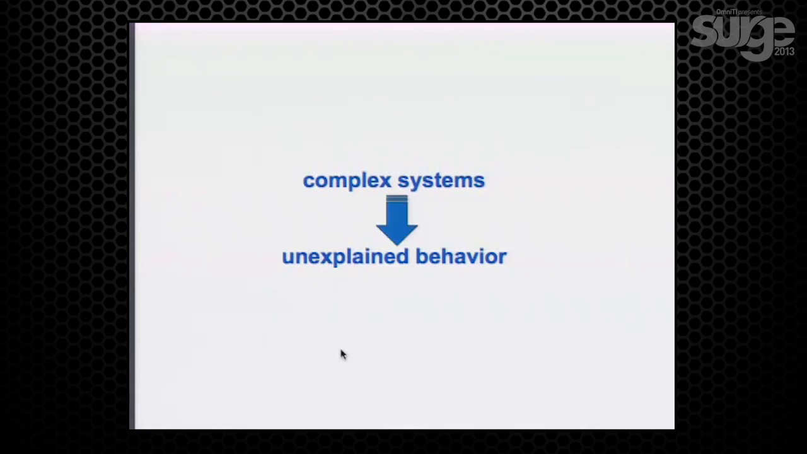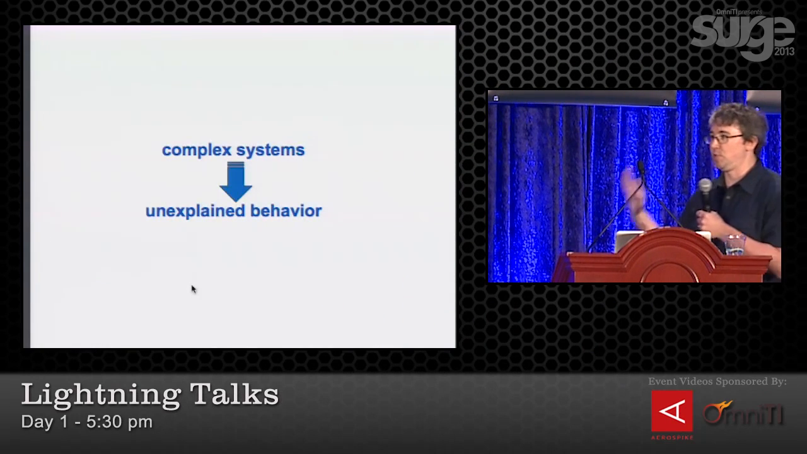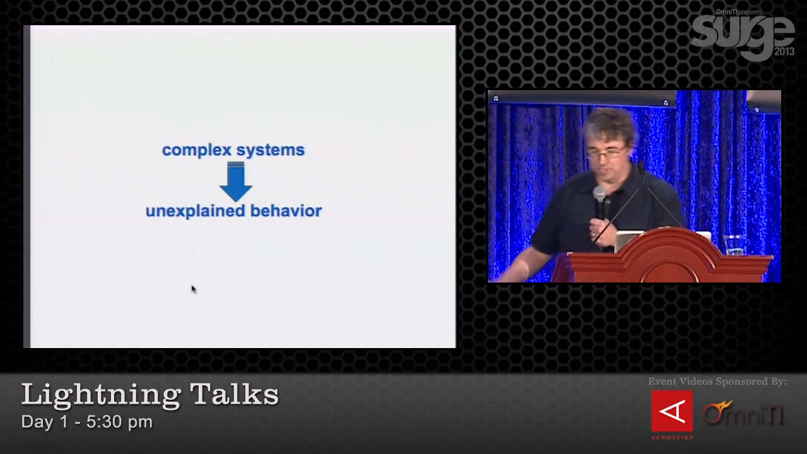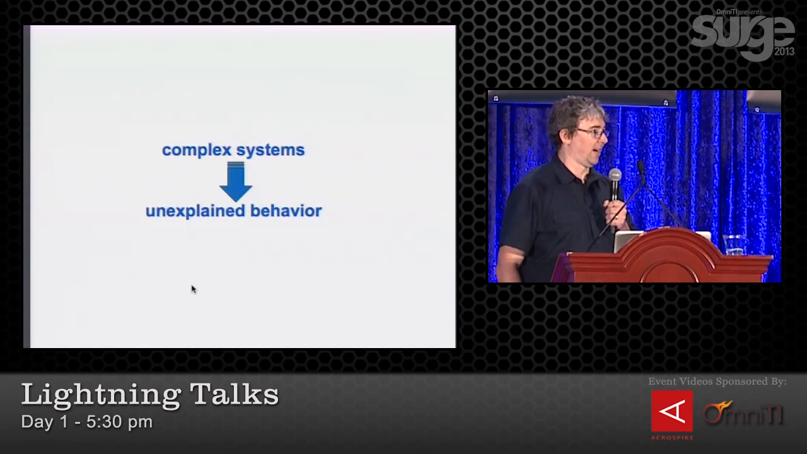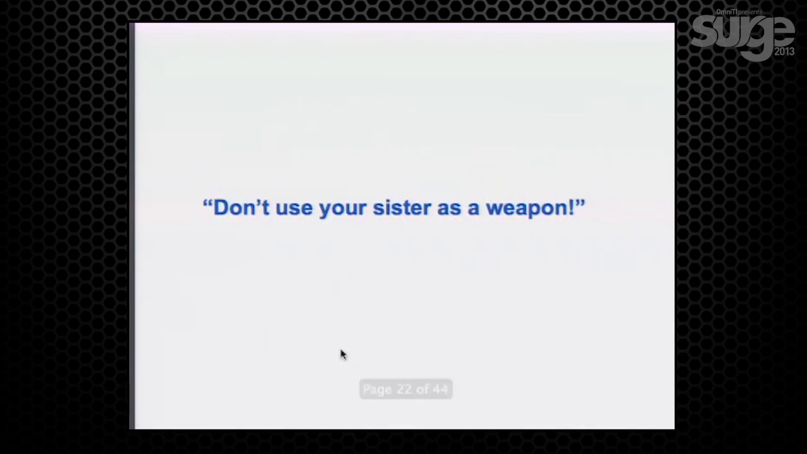We all know that when you have complex systems, you get unexplained behavior. And so when you're a parent of this many kids, you find that you say and do things that when you take them out of context, you can't really understand how you got there. And so I'm actually not going to provide the context for this, but I have actually uttered the following. Don't use your sister as a weapon. That is a true story.